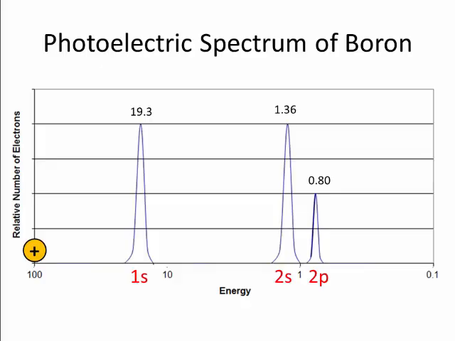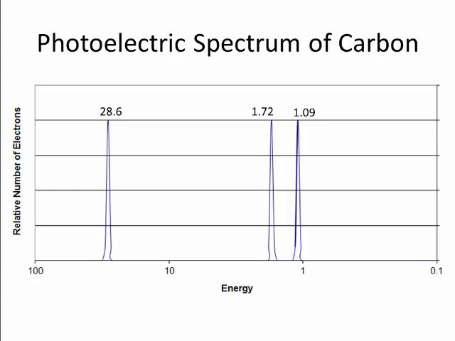Let's do one more prediction. What will the PES of the next element, carbon, look like compared to boron's? All peaks are shifted left to higher energies because of the stronger nuclear pull. The rightmost peak is taller, equal in size to the other two. All these energy levels contain the same number of electrons.